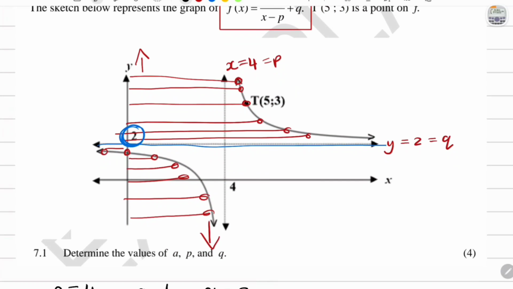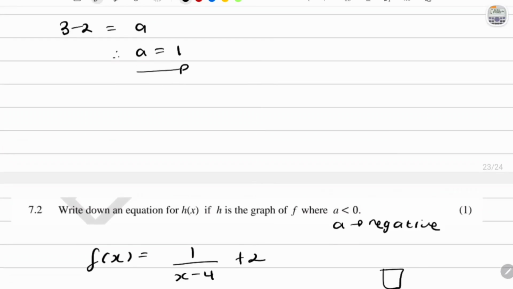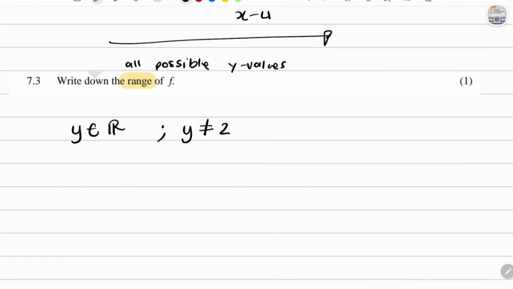Please also note that this works the same with the domain as well. The domain is speaking about all the possible x values. You see, the hyperbola will always have every x value. The only x value it will never have is that asymptote. Okay, so that's our answer there. Moving on to the next question, the last question really.